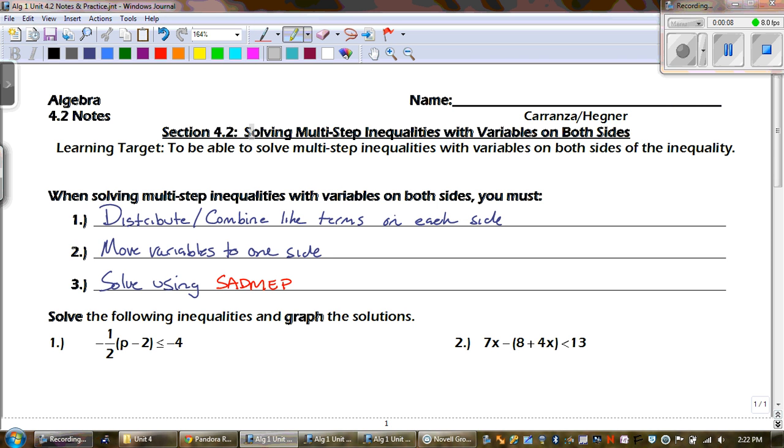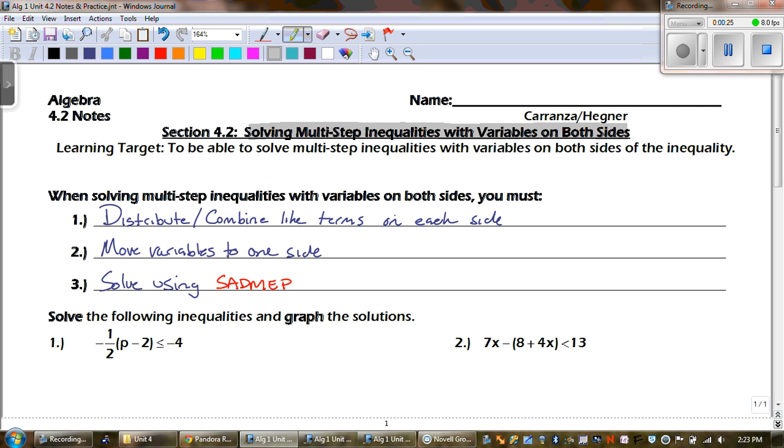Today we're going to be talking about solving multi-step inequalities with variables on both sides. Our learning target today is to be able to solve multi-step inequalities with variables on both sides of the inequality. So, what do we do when we have this?